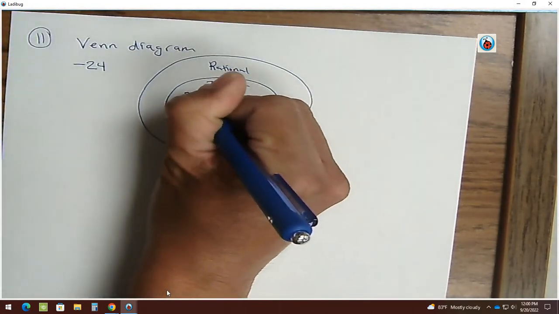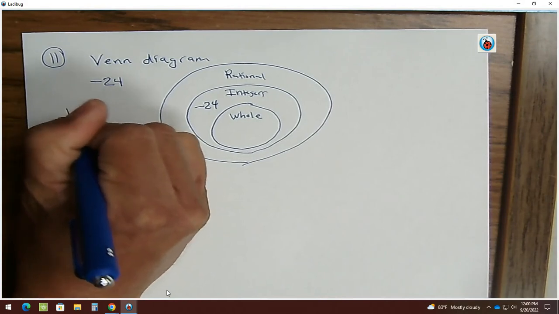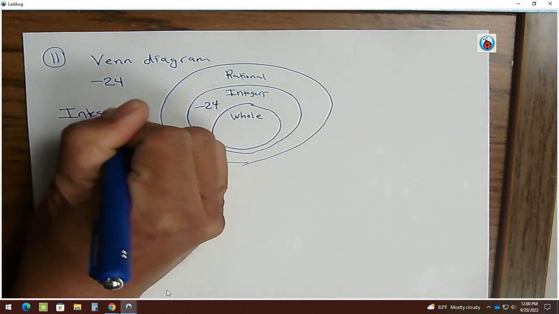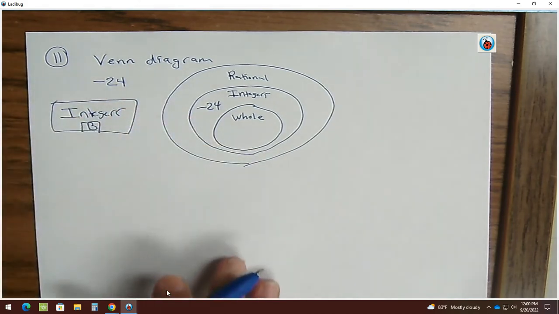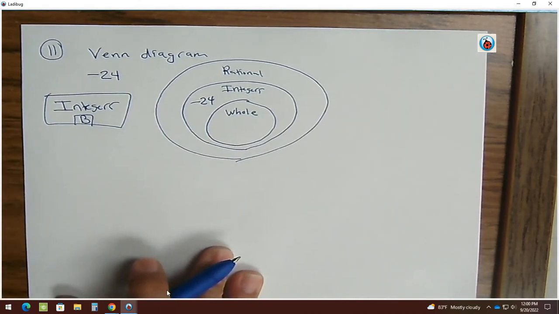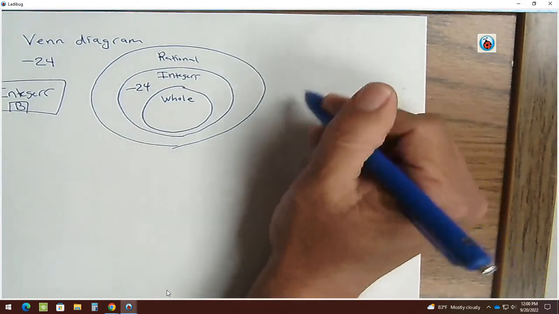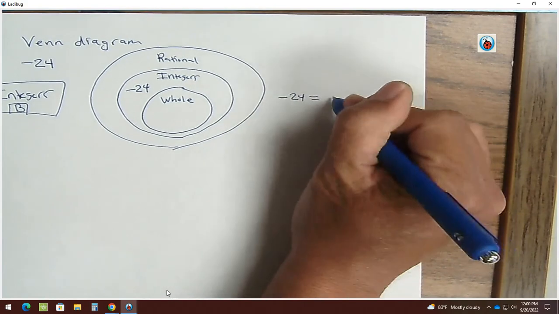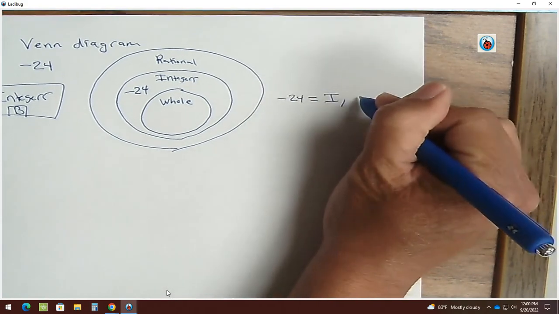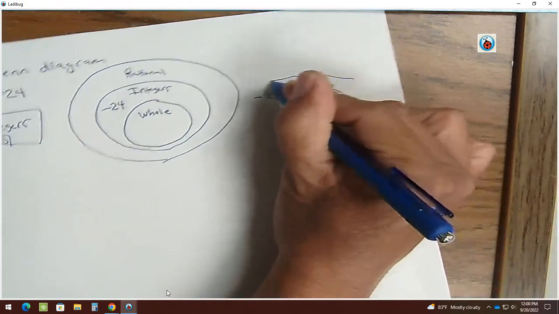So place them there. And obviously your answer would be that I'm going to place them in the integers, which is letter B. Question number 1. Don't forget to do this extra step. This is not what they're asking you, but I always want you to train yourself to do this. Negative 24 is considered an integer and a rational. This is in case they would ever ask you something like this.